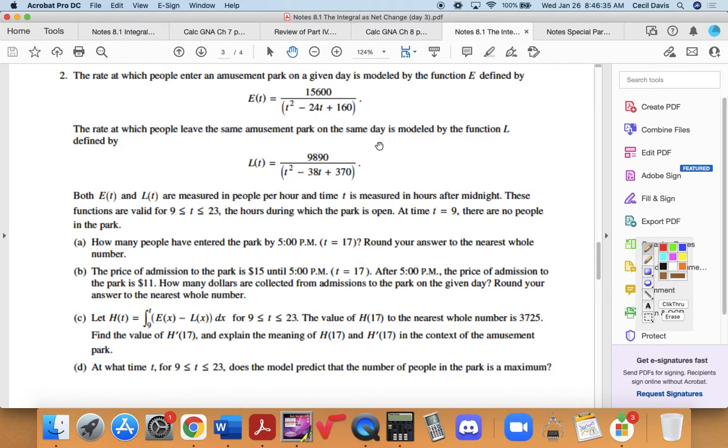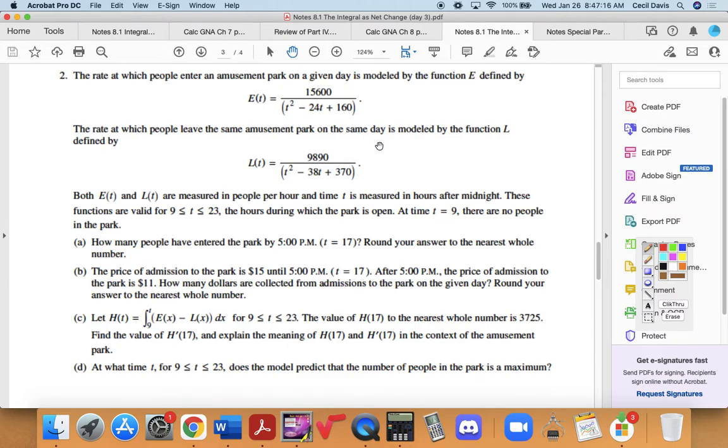The rate at which people enter an amusement park on a given day is modeled by the function E, defined by E of t is equal to 15,600 divided by t squared minus 24t plus 160. The rate at which people leave the same amusement park on the same day is modeled by the function L, and again, E and L. It uses smart letters for these.